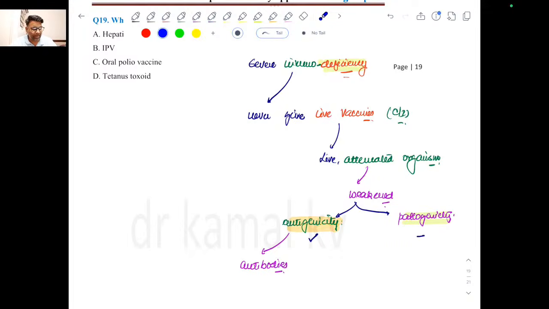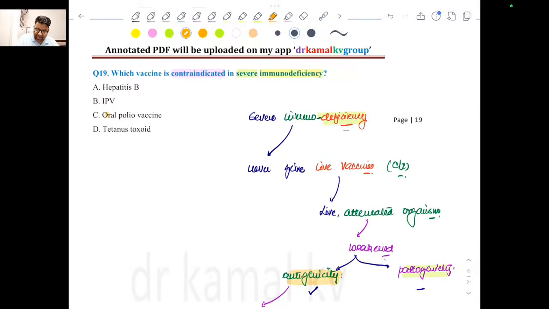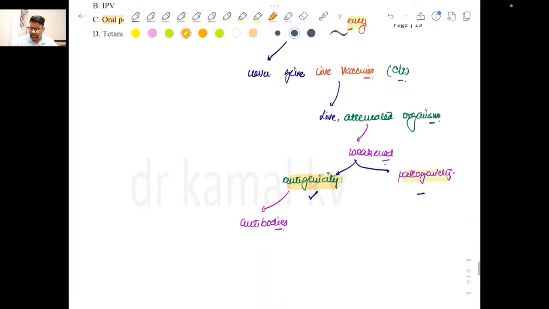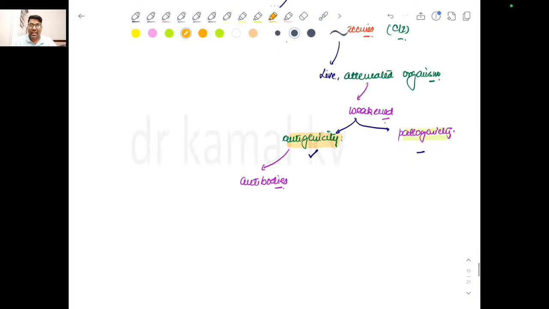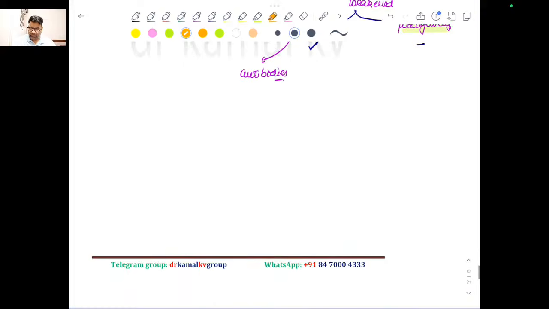So that's why in immunodeficient state, don't give any live vaccine. Classical example is oral polio vaccine in this case. Clear? So here, even though the organism is weak, since the immunity is not there in the body, even that much weakened status of the organism is sufficient to cause infection. So don't give live vaccines in an immunodeficient person.